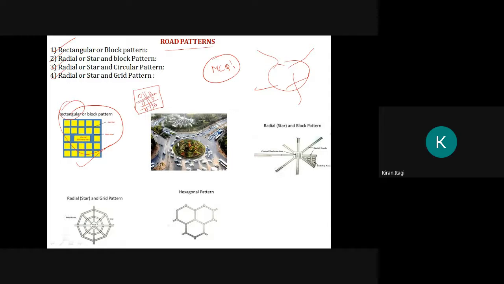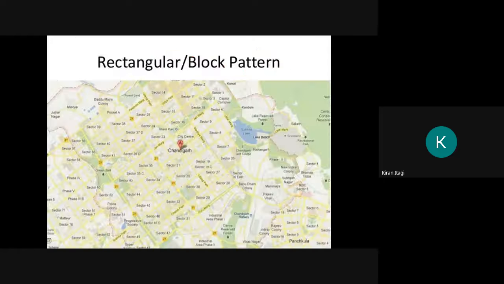So here you can see the radial one, and the grid pattern, the hexagon pattern. Let me show you an example. This is one of the examples in Chandigarh. Here you can see the yellow color which I am marking. It is a road. So this type of pattern results in the rectangular or block pattern.